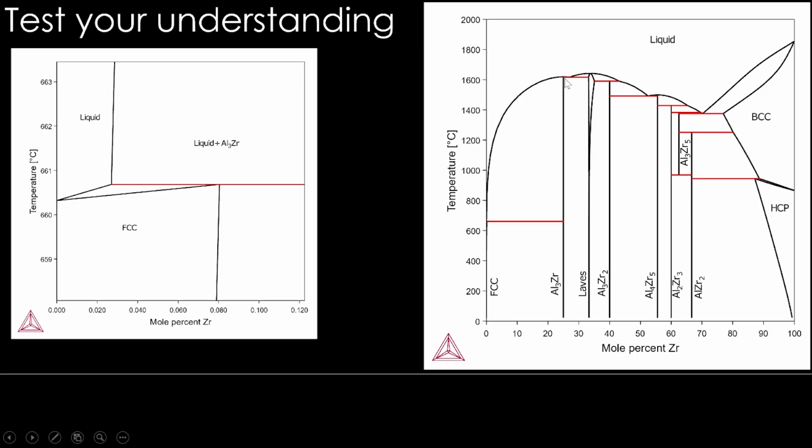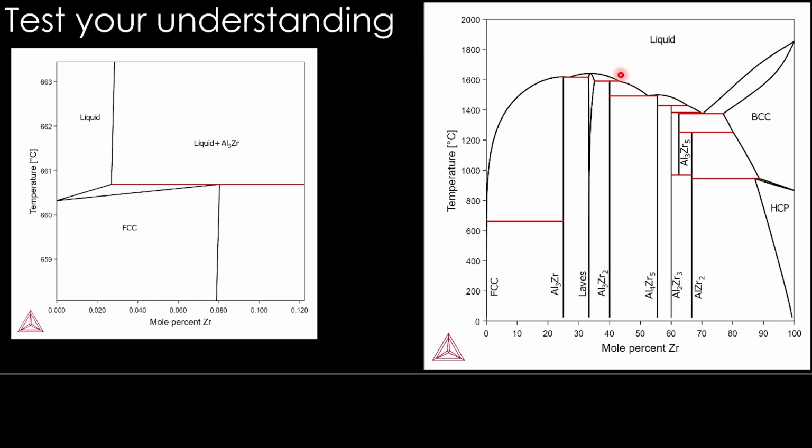Now we have done that. This reaction here at the top is the second reaction, where we see a V sort of thing. So this is liquid giving one solid, Al3Zr, and the other solid, Laves phase. Liquid giving two solids is a eutectic reaction, that is this.